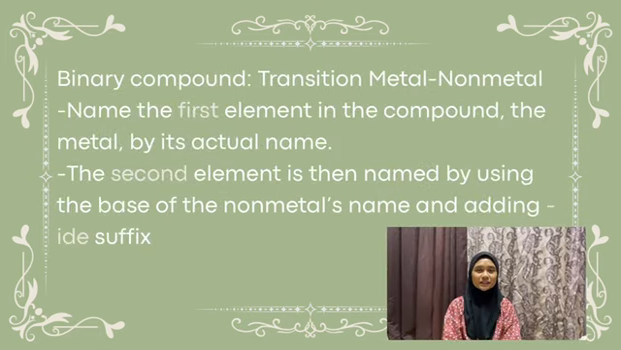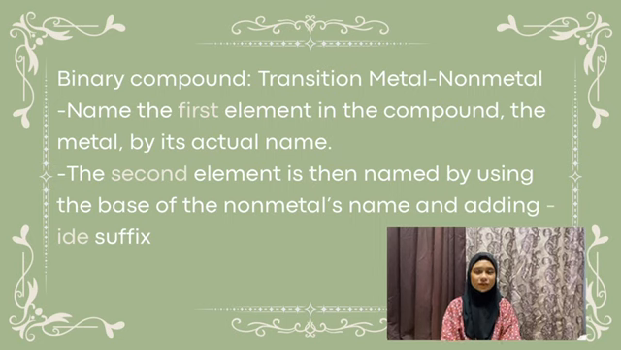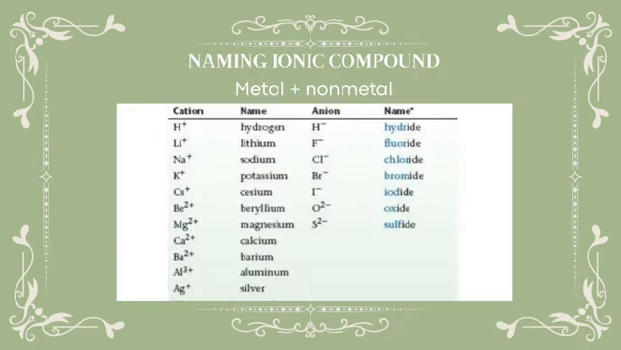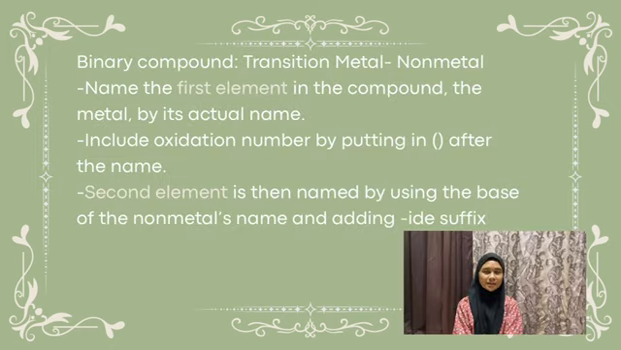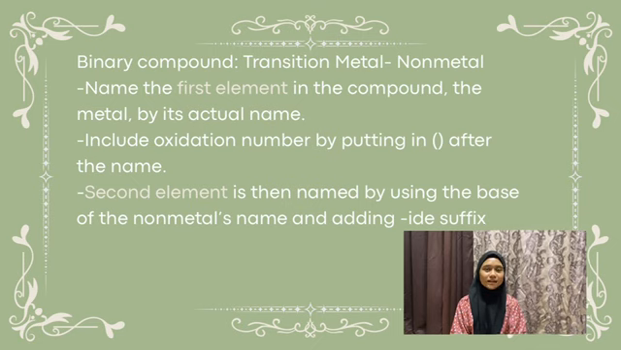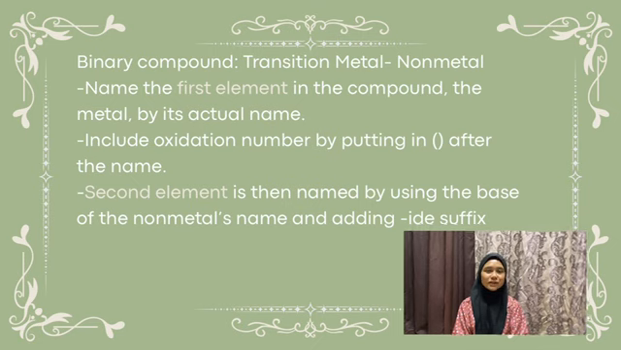Binary compound, metal and non-metal. Name the first element of the compound, the metal, by its actual name. The second element is then named by using the base of the non-metal's name and adding the -ide suffix. Binary compound, transition metal and non-metal. Name the first element of the compound, the metal, by its actual name, including the oxidation number by putting it in brackets. The second element is then named by using the base of the non-metal's name and adding the -ide suffix.